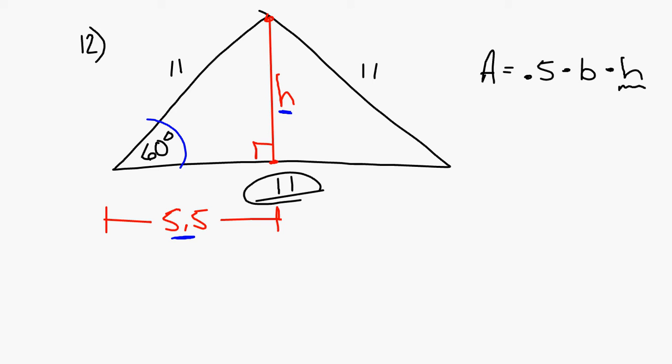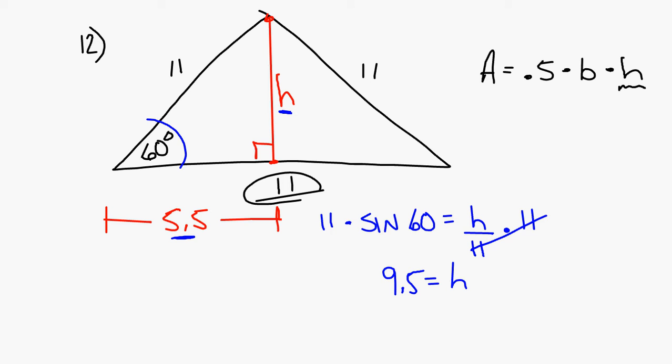So let's see. Opposite and hypotenuse is sine. Sine of 60 equals opposite over hypotenuse. So if you multiply both sides by 11, the 11s will cancel. And 11 times sine 60 equals 9.5, which equals your h.